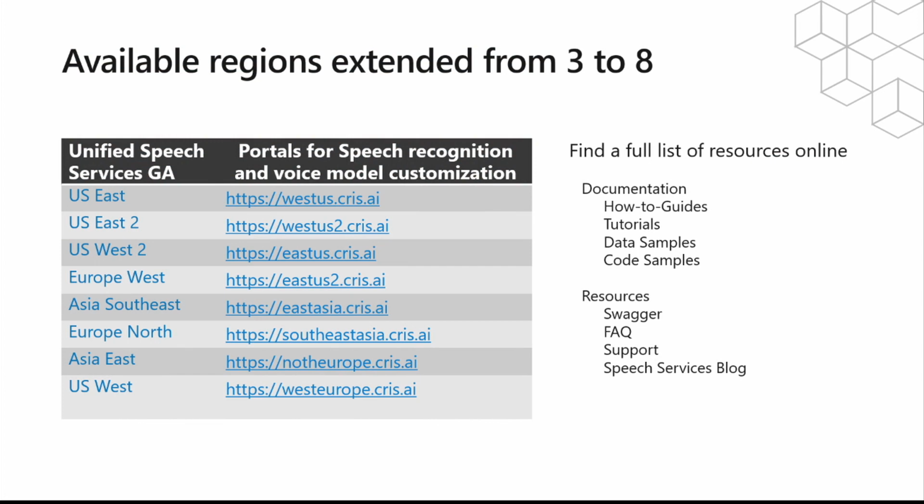For those of you that have been using our speech services, we used to be available in 3 regions, now we're available in 8. And that means we offer customization portals in 8 regions that you can actually use. The data stays within the region that you actually import it. And along with the service, there is a number of new developments. We have documentation that's brand new. There are data samples. There are code samples on GitHub that you can go and look at. There is Swagger for developers and FAQs and stuff like that.